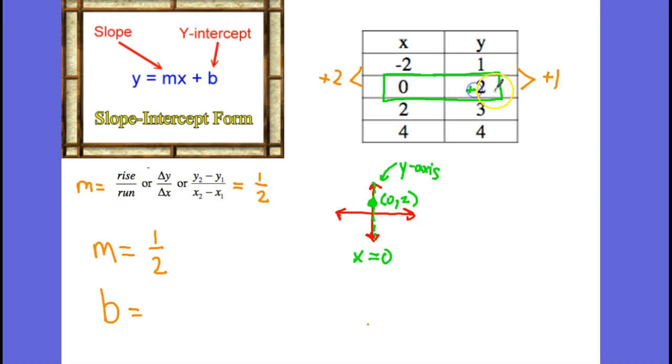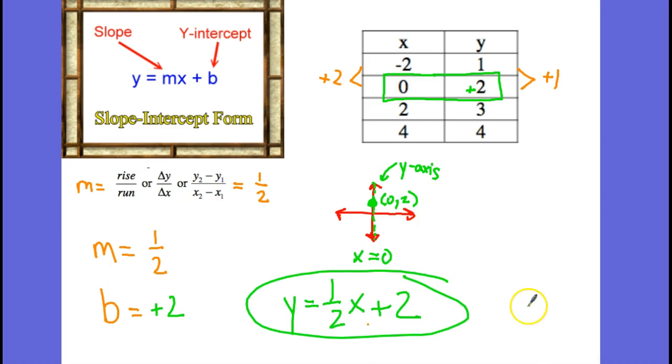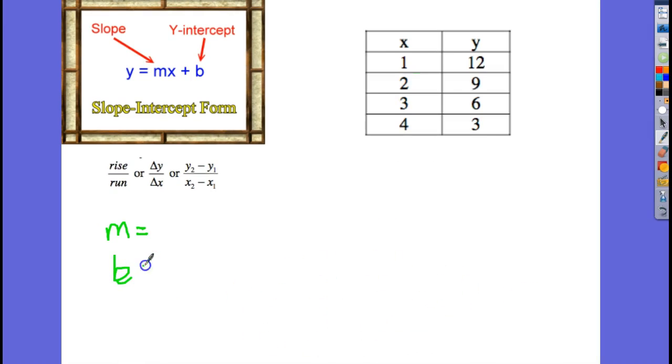So when x is 0, y is positive 2. That's my y-intercept. And I can plug it right into y equals mx plus b. Y equals 1/2, that's m, x, and then b is positive 2. 1/2 x plus 2. Now let's try this one. Again, we're going to find the slope and the y-intercept, m and b. That's what we need.